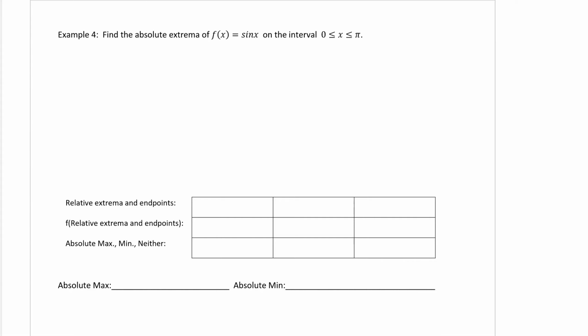All right, so now we're going to use the extreme value theorem on a trig function. So we check sine. Sine is continuous, and we have our closed interval 0 to pi. So we know we can use the extreme value theorem.